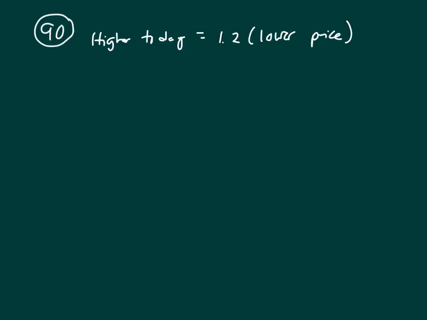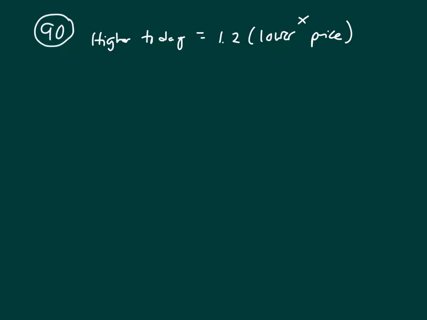The reason it's 1.2, you would need to take that lower price plus 20%, and that would give you how much it increased. And so 1 plus 0.2, that's how I get the 1.2. Let's call the lower price x.